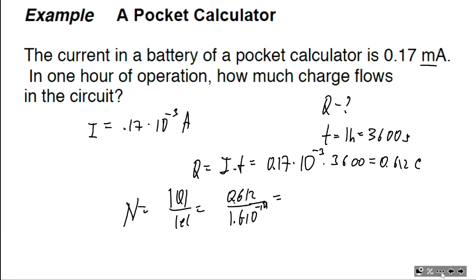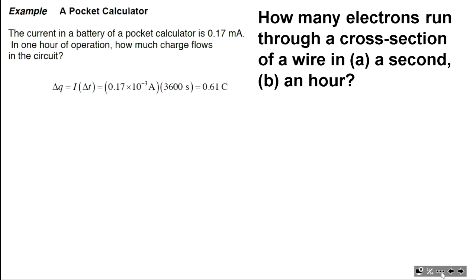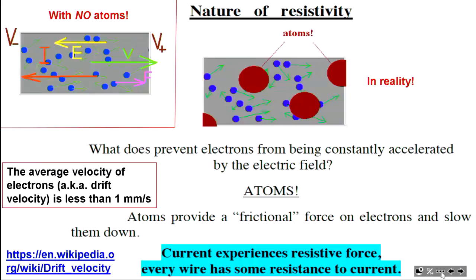So 0.612 divided by 1.6 times 10 to the negative 19th, that's 3.825 times 10 to the something. This is how many electrons travel in 1 hour through every cross-section of that wire. Okay, that's the answer. We have found the number of electrons.